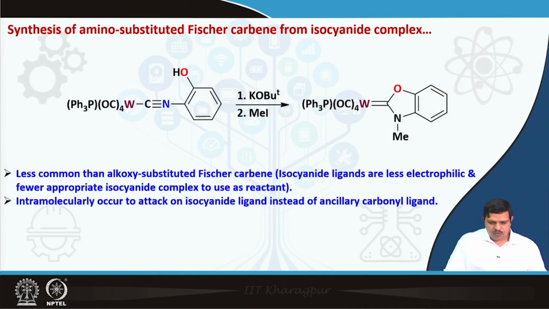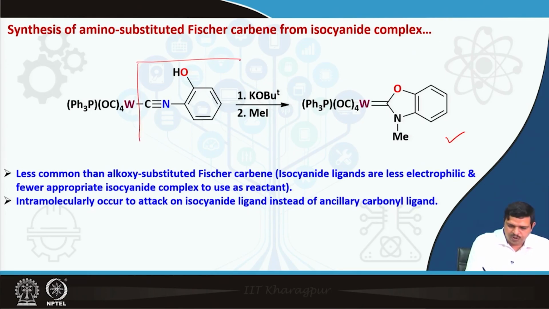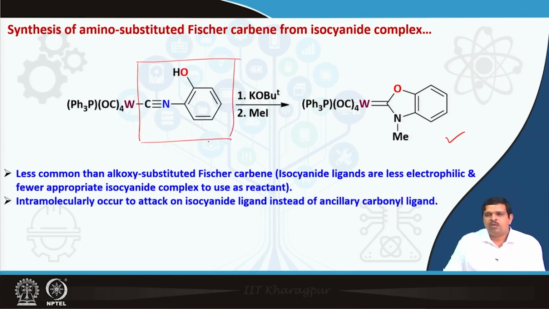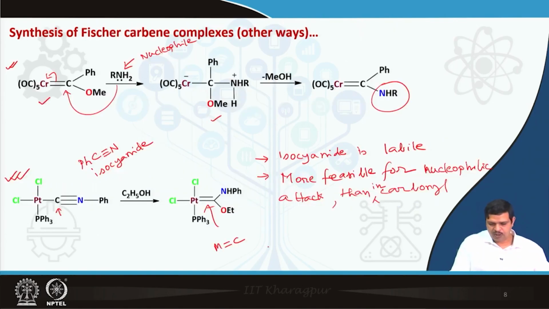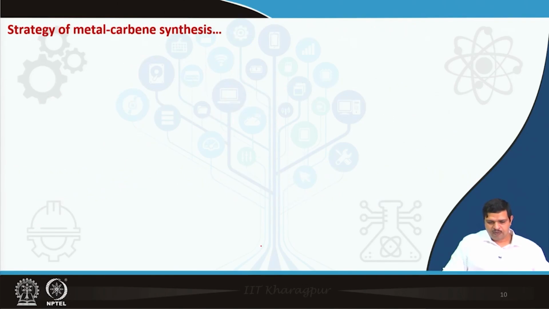Okay, so these are another type of metal-carbene complexes where you will see that this is nothing but an isocyanide complex, but it's a functionalized isocyanide ligand, and you are using a strong base and you make this kind of metal-carbene complex. It's basically an extension of the second one, it's nothing new, okay, fine. So here you will see the strategy for metal-carbene complexes. I'll just write down here in a very strategic way.